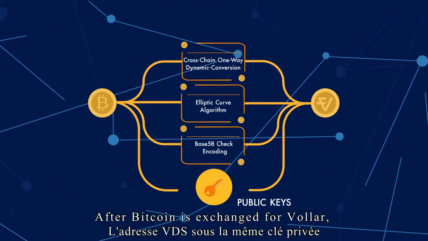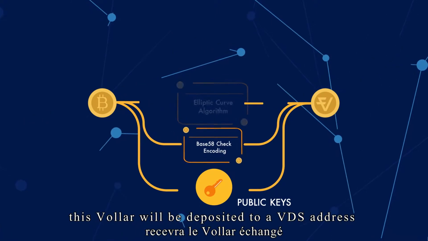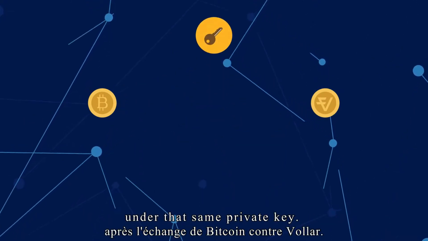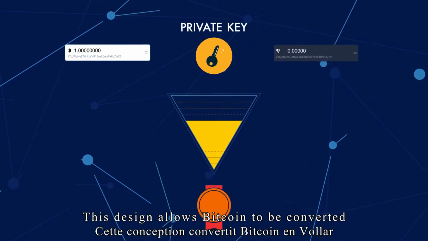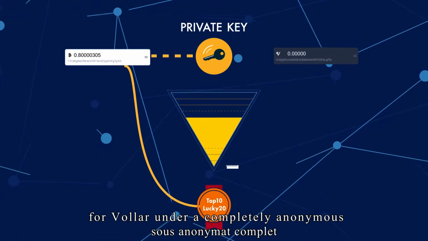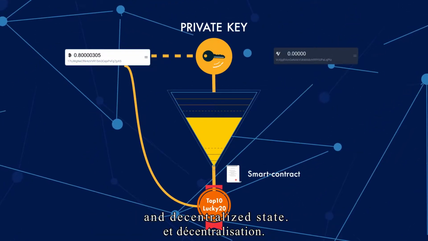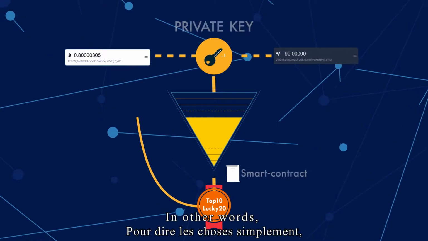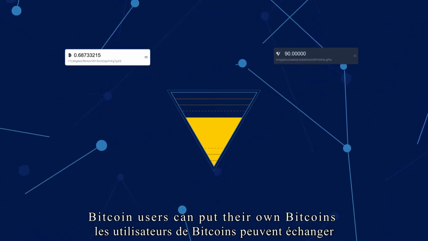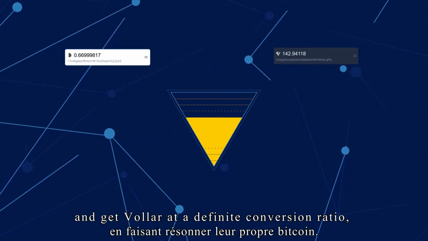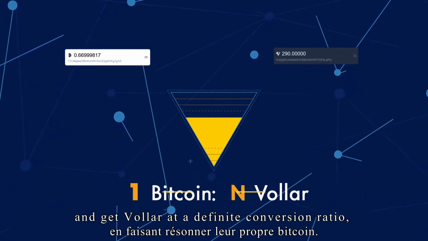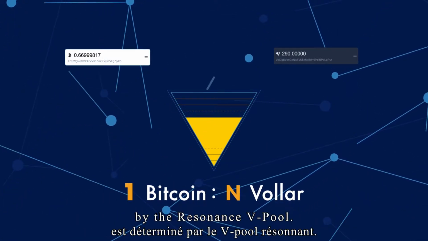After Bitcoin is exchanged for Vollar, this Vollar will be deposited to a VDS address under that same private key. This design allows Bitcoin to be converted for Vollar under a completely anonymous and decentralized state. In other words, Bitcoin users can put their own Bitcoins through resonance trade and get Vollar at a definite conversion ratio, which is decided by the resonance V-pool.